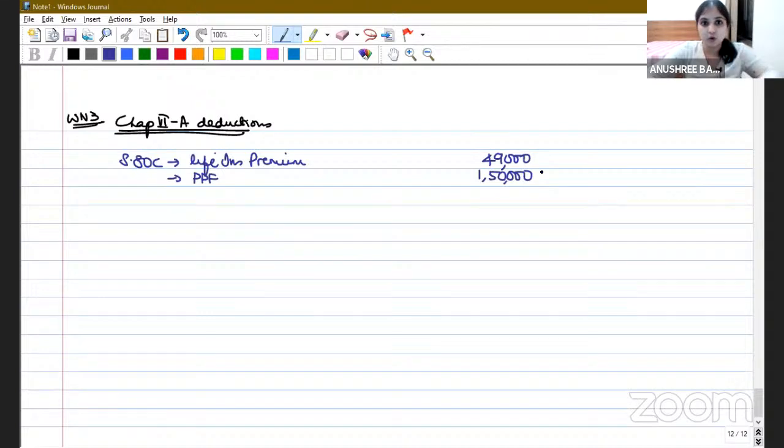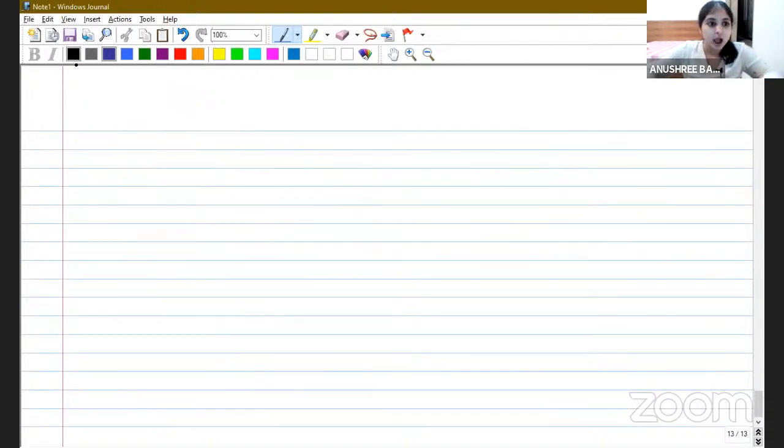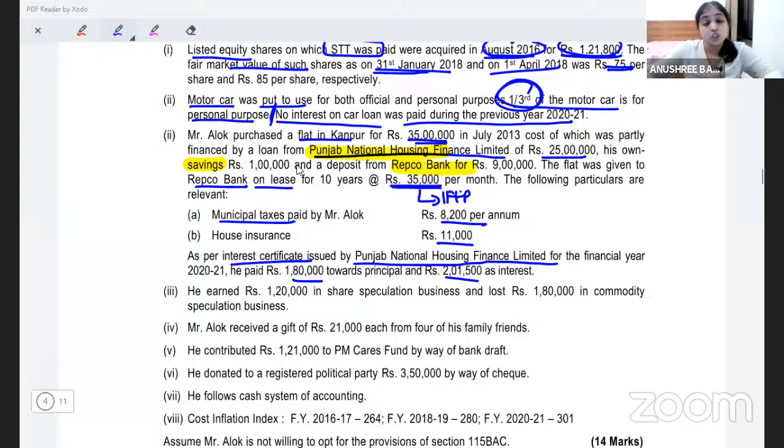Working note number 3, we've already opened chapter 6A. After the third working note, open working note number 4, give the heading IFHP. It is a let out property. For a let out property, we start the calculations with gross annual value. To compute gross annual value, we need the municipal value, fair rent, standard rent and all. All those numbers are not given to us in this question. So when they're not given, we straight away take the actual rent number itself as a GAV.